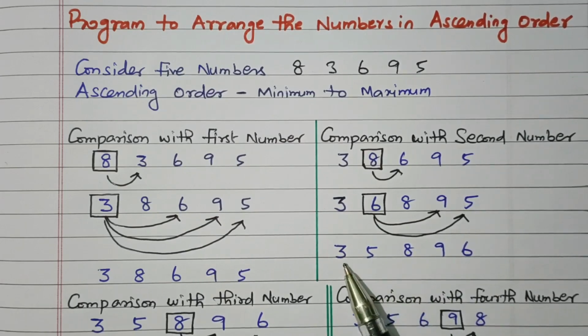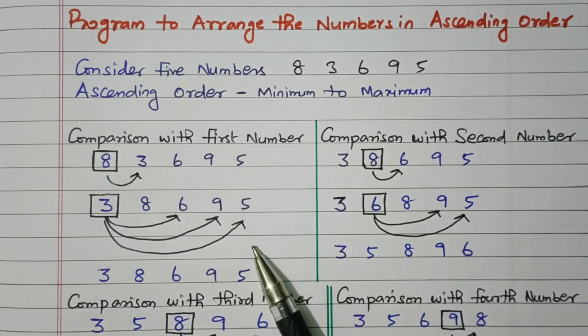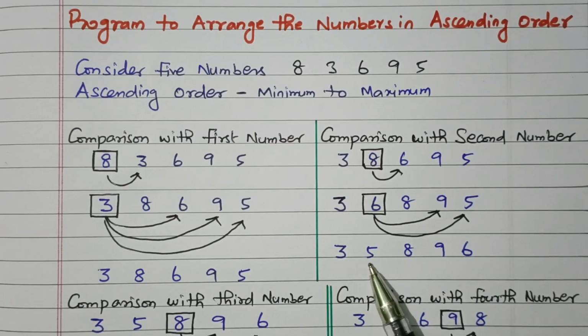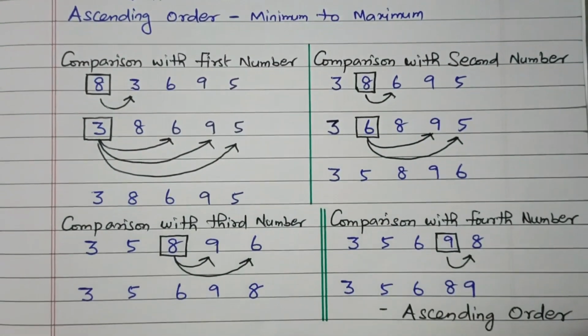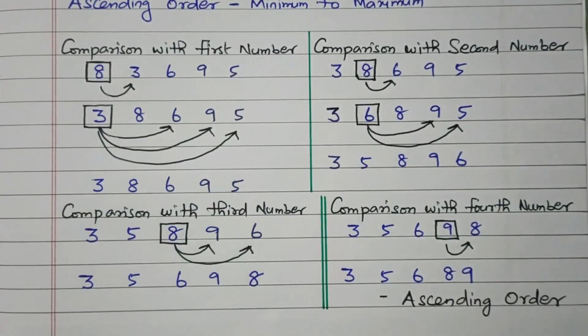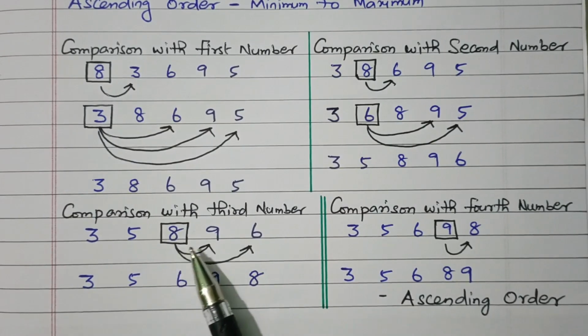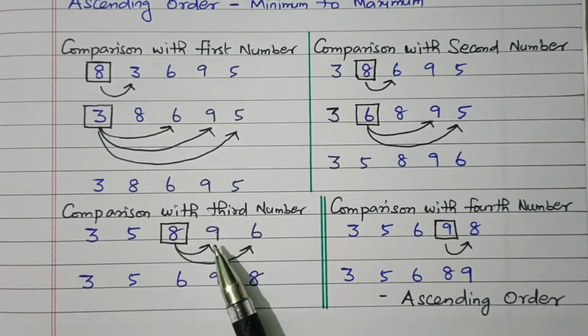See that the first minimum number was already placed during the first verification. In the second step, the second number is now placed, right? The 3, 5 is placed. Now we need to check the third number with the other numbers. In this third position, now we have 8. This is compared with the fourth position number. 8, this is 9. This number is greater, so no need to exchange.